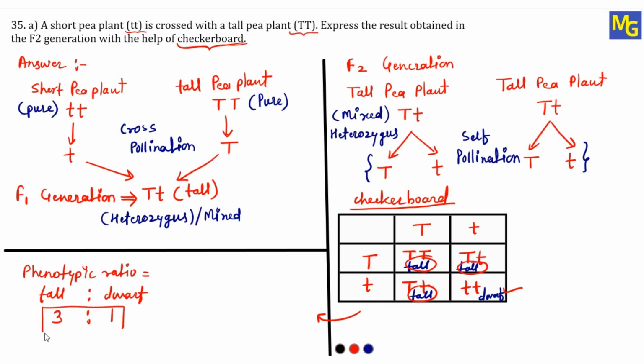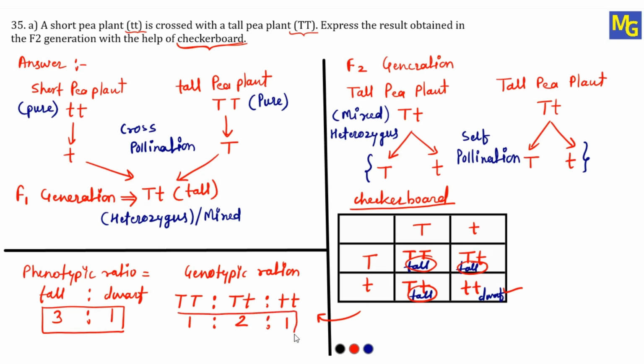Now I'll write it here, genotypic ratio. In genotypic ratio, we have to see the genes. So we have 3 tall, but in these 3 tall, 1 is pure and 2 are mixed. So therefore, T and T I'll write once, capital T small t I'll write is 2, small t and small t I'll write. Now see, capital T how many? Only 1. Capital T small t how many? 2. And small t how many? 1. So this is called the genotypic ratio for this F2 generation.